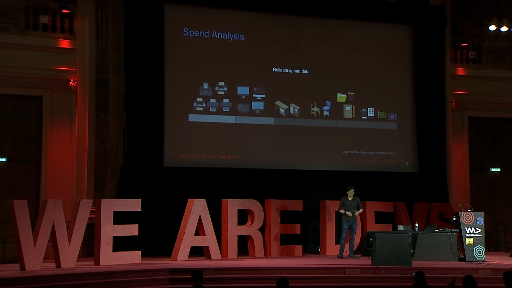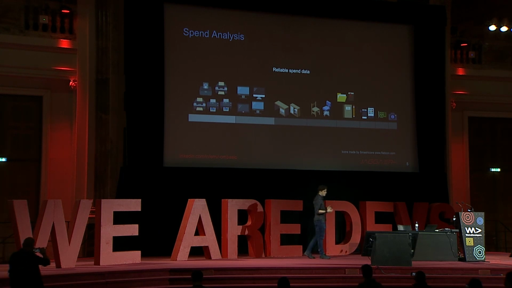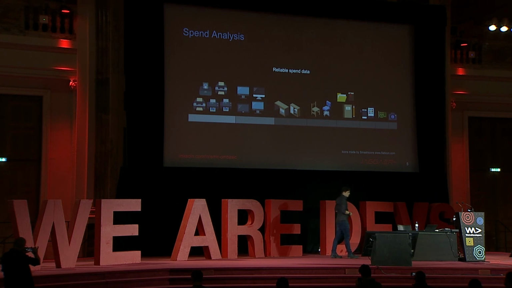The ideal case would be if we would have something like this. For example, we can see that the printers are bulked together, the monitors are put in the same category, the cupboards, the chairs, and so on and so on. And when we have a good classification like this, then we can do better spend analytics.